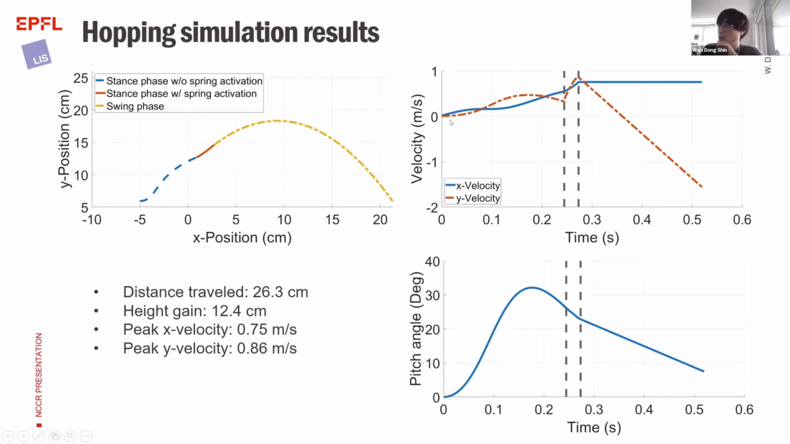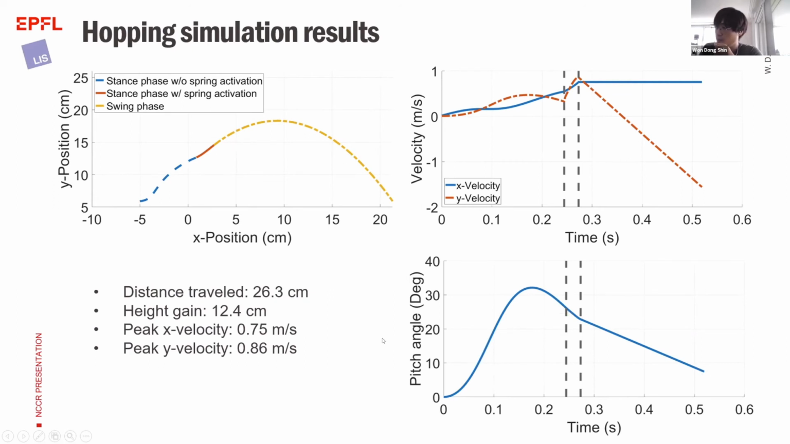And if you look at the velocity, this dashed line just indicates when the spring is activated and when the robot entered the swing phase. So we found out that the peak X velocity was 0.75 meters per second, and the peak Y velocity was 0.86 meters per second. We also observed the pitch angle, whether it's going to be balanced or not. We can see that at the beginning, the pitch angle was increasing, but then it tried to come back to 0, as we can see here.